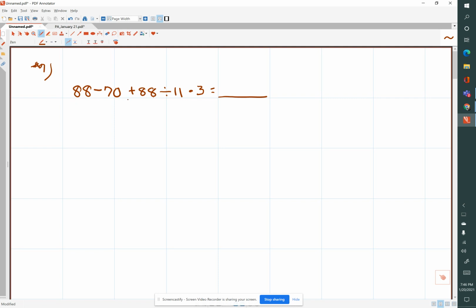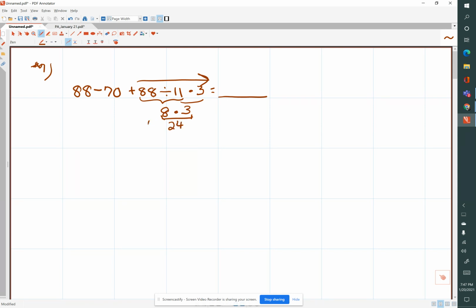You might be tempted to work from left to right, but we have to notice that we have a division in the middle and we have a multiplication at the end. Multiplication and division are done from left to right, and they're all done before addition and subtraction. So I'll start with 88 divided by 11, which will be 8. And now I have 8 times 3. I'll do that next, which is 24.